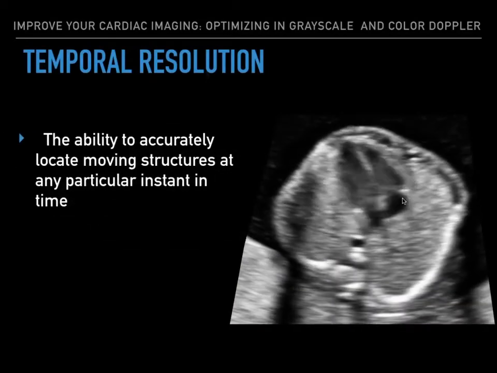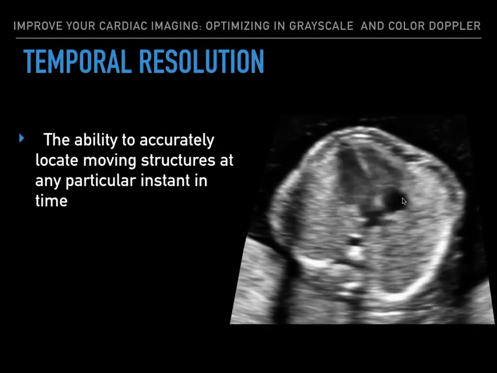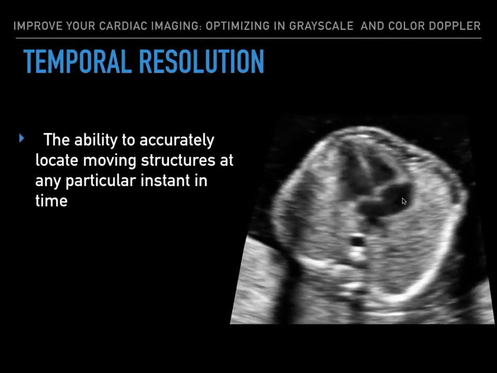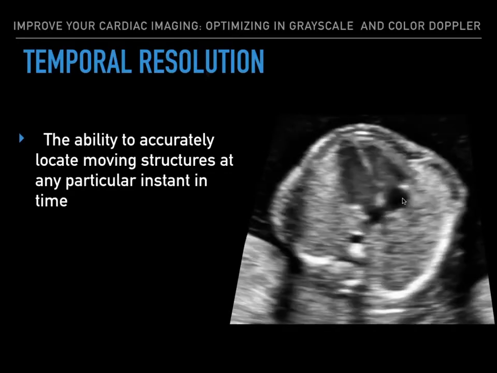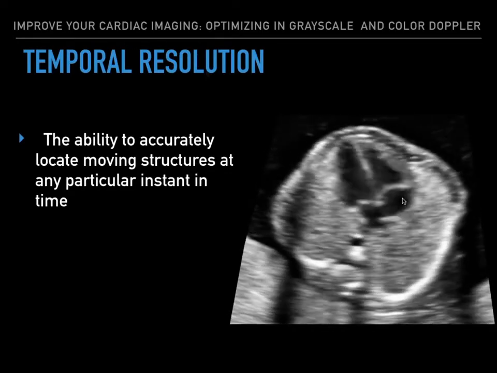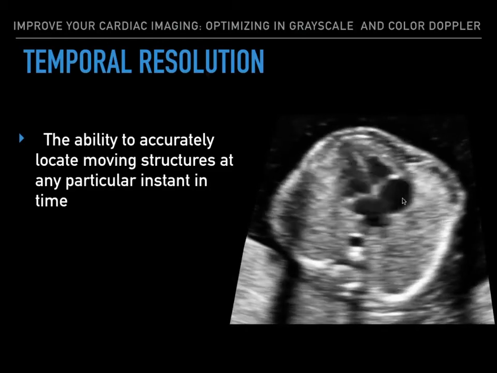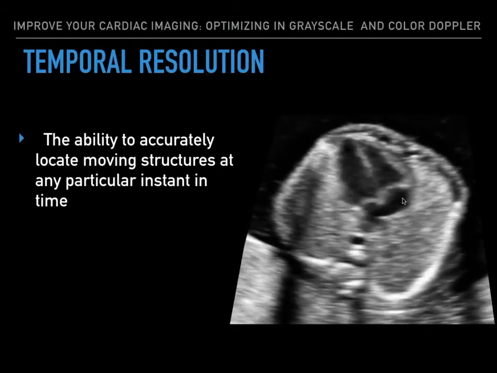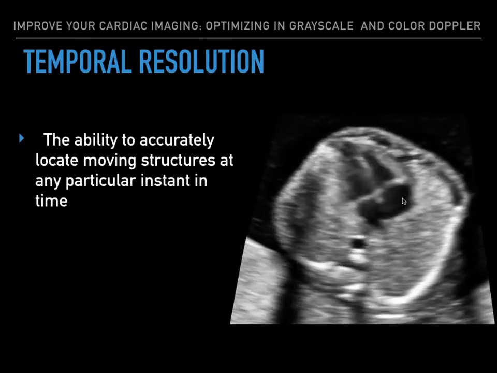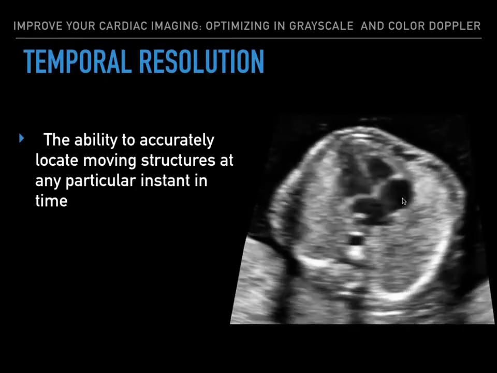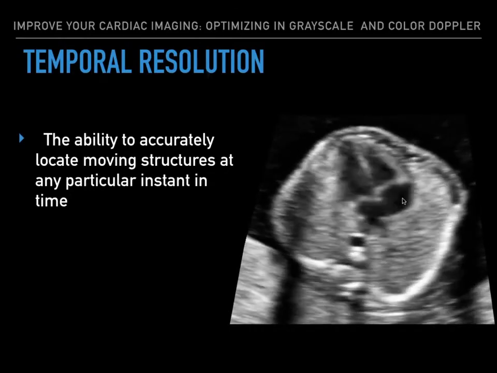One of the factors that plays a big role in 2D image optimization is temporal resolution. Temporal resolution is the ability to accurately locate moving structures at any particular instant in time. And what do fetuses do? They are constantly moving all the time, especially fast-moving structures like the heart. Now, how can we improve our temporal resolution?